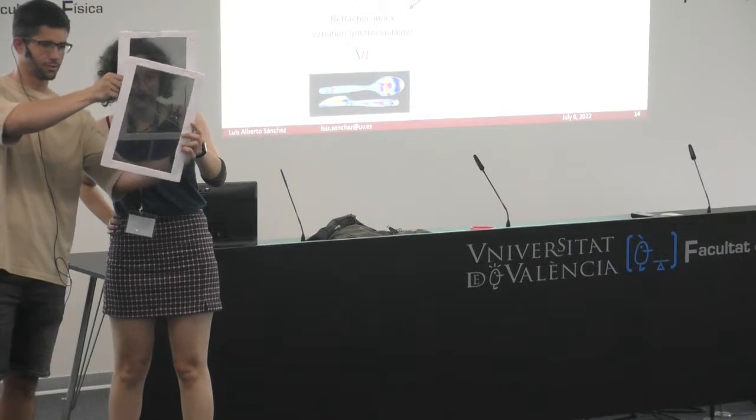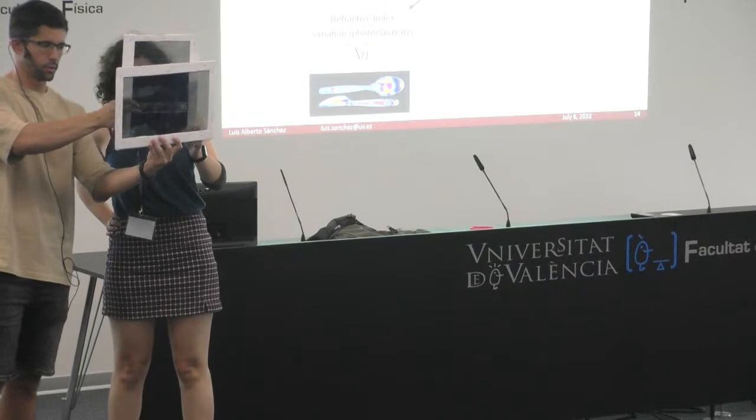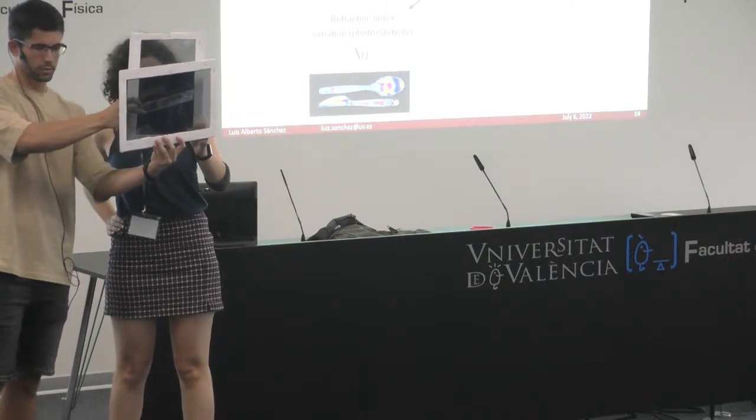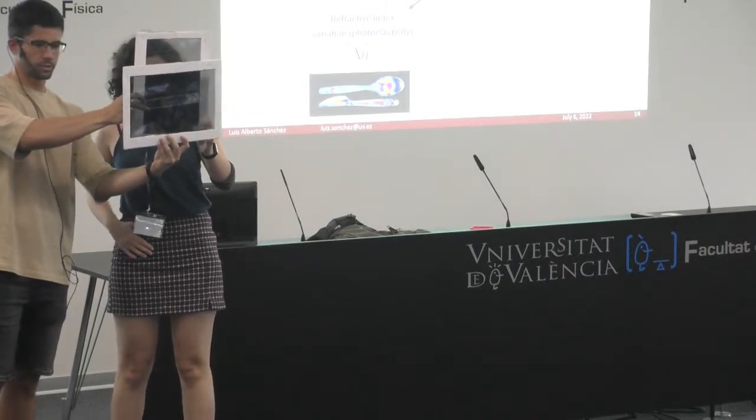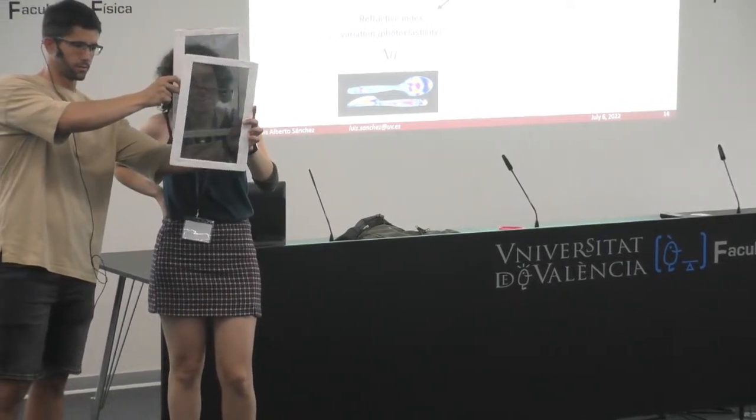Do you see all those colors? Those colors are elastic deformations in the plastic during the manufacturing process. And as you can see, these elastic stresses modulate the properties of the light.